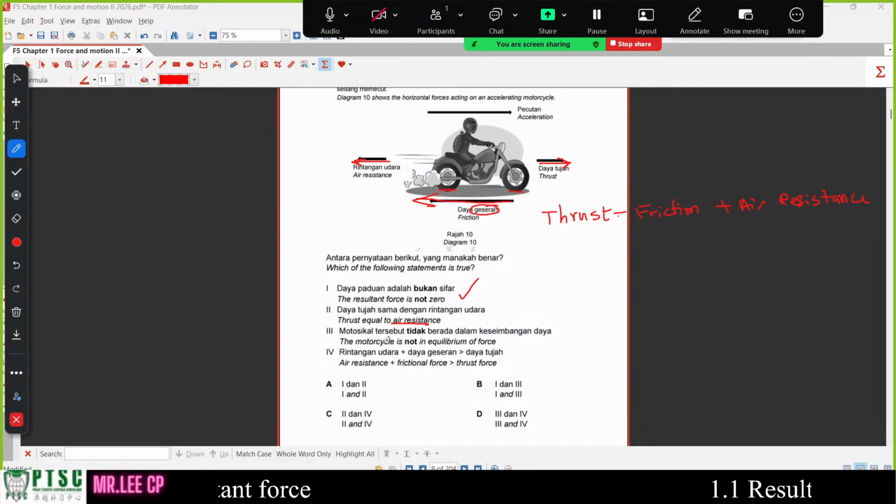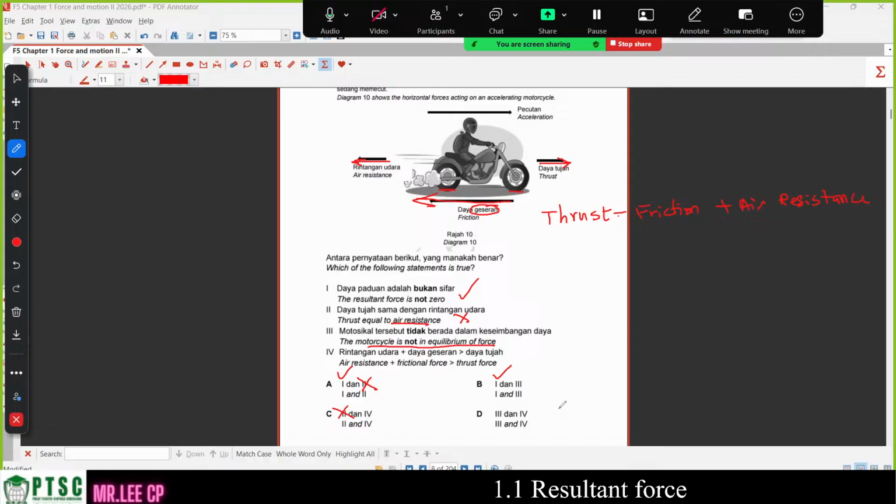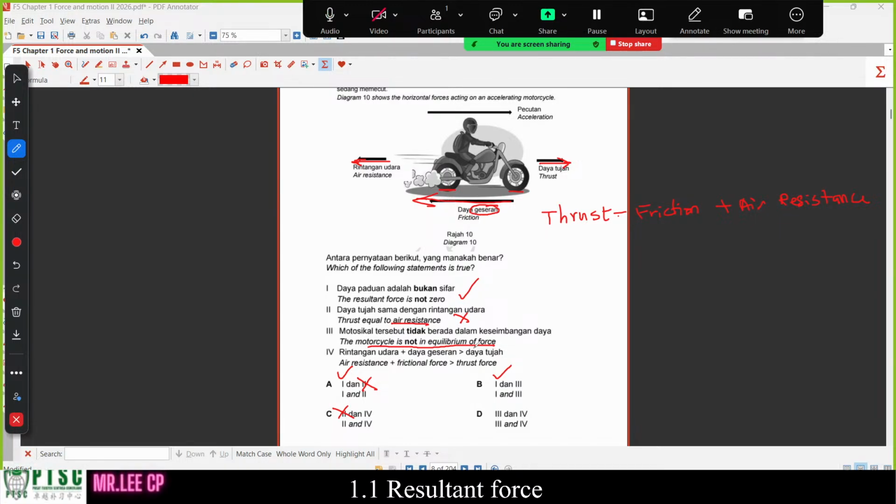The motorcycle is not in equilibrium. Number two is wrong. Number one is correct. So only number three is left. Equilibrium means constant velocity. This one is not in equilibrium because it is accelerating. So number three is correct.